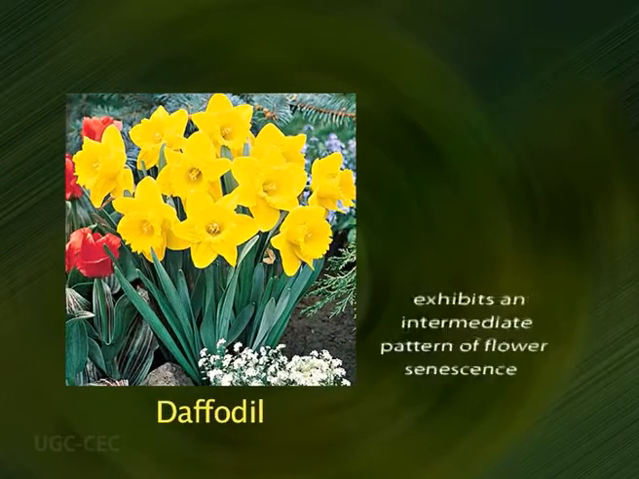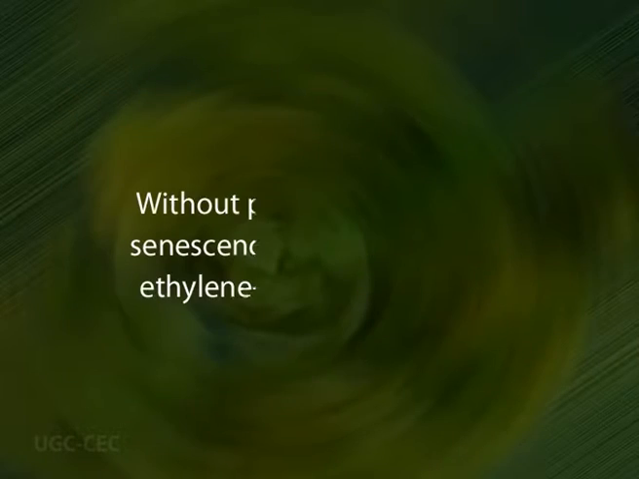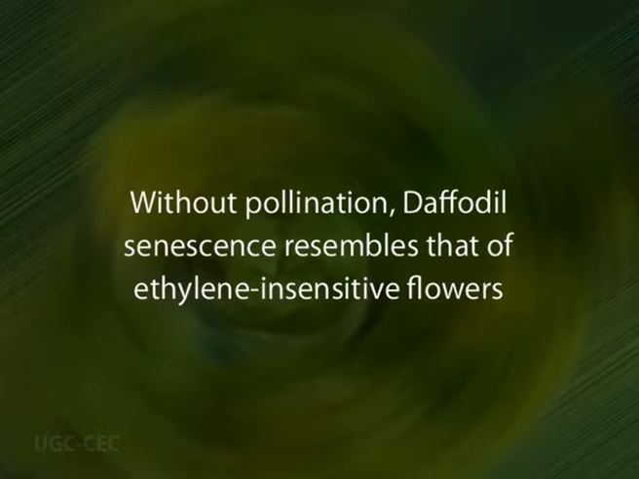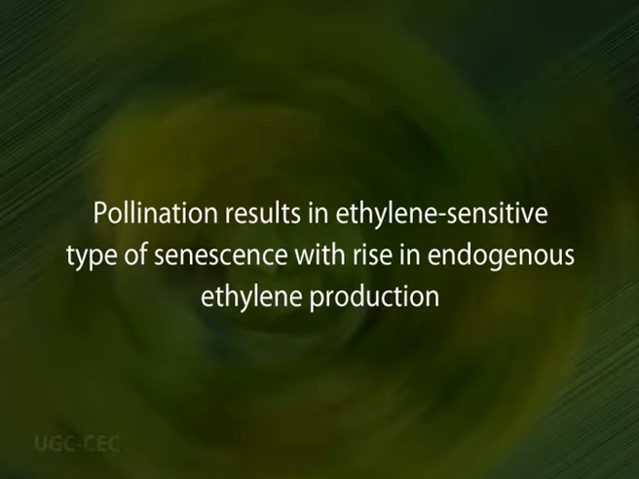However, some flowers, as in daffodil, exhibit an intermediate pattern of senescence. Without pollination, their senescence resembles that of ethylene insensitive flowers in that there is little ethylene production and only a limited response to inhibition of ethylene biosynthesis and action. However, pollination results in an ethylene-sensitive type of senescence with an associated rise in endogenous ethylene production, and as such, application of exogenous ethylene accelerates senescence.